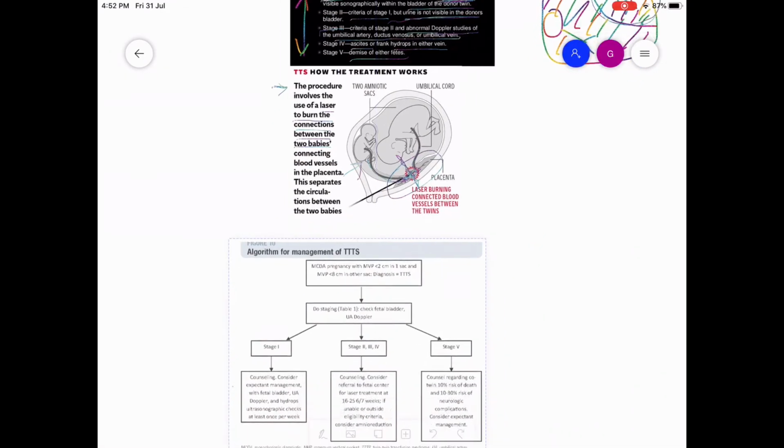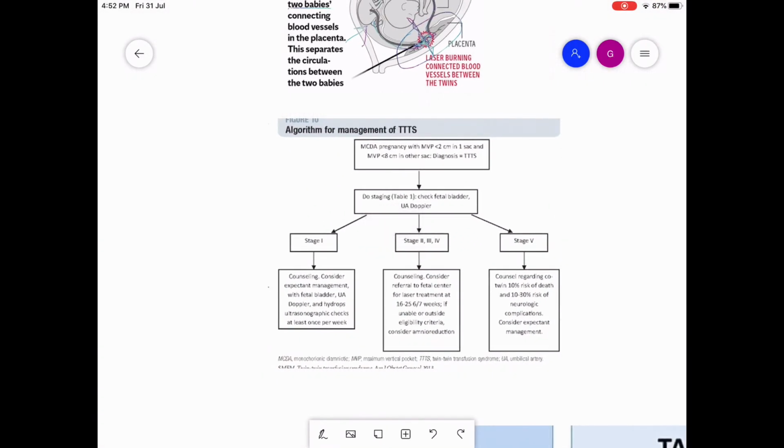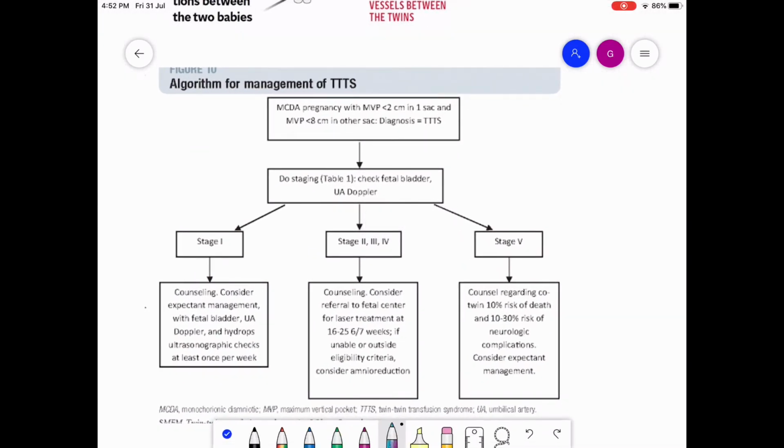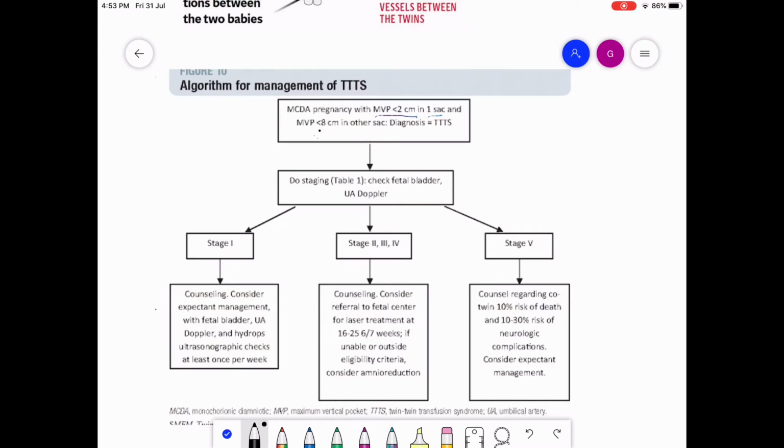Okay, so now how are we going to manage this? For example, now we have diagnosed this, now we have to manage this. So here this is written in a little bit detailed. Monochorionic diamniotic pregnancy with MVP less than 2 cm in one sac, as discussed earlier, and MVP greater than 8 cm in the other sac, diagnosis would be twin to twin transfusion syndrome.